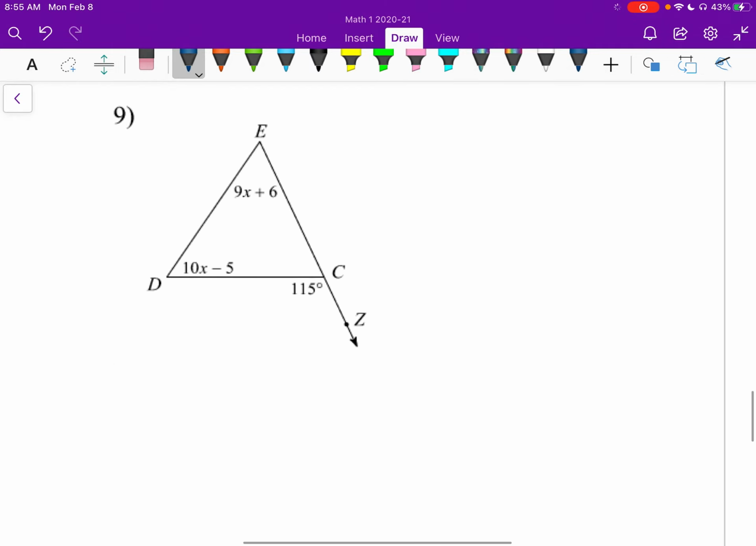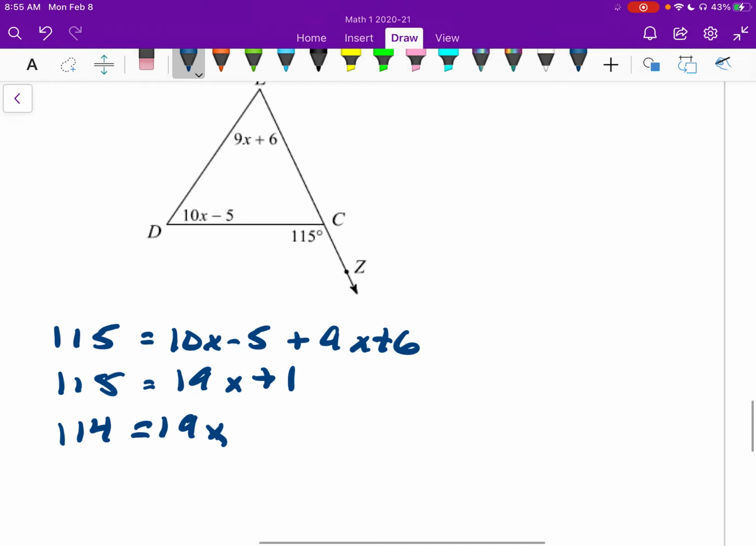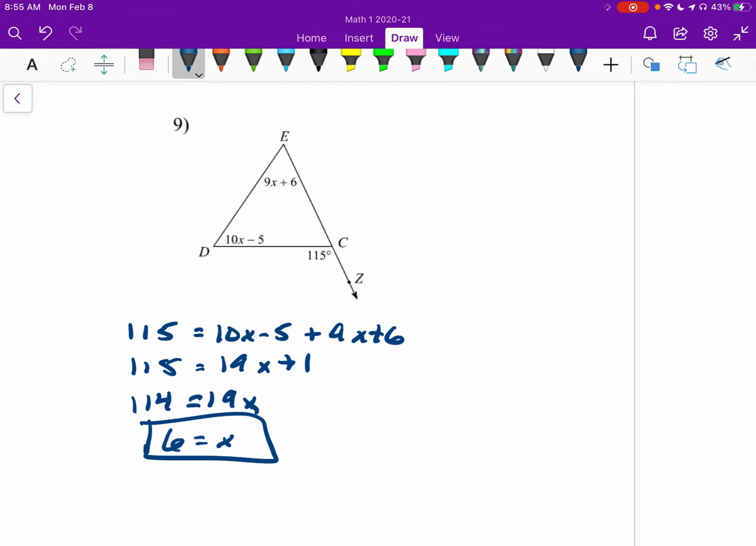All right, last problem, number 9. I have 115 equals 10x minus 5 plus 9x plus 6. So this will be 19x plus 1. I subtract the 1 and I get 114. And then I divide and I get, what do I get? 6. All right, there we are.